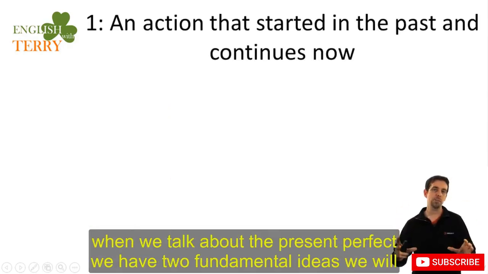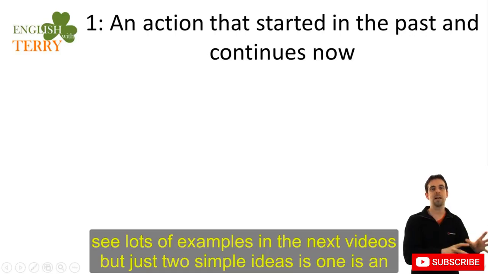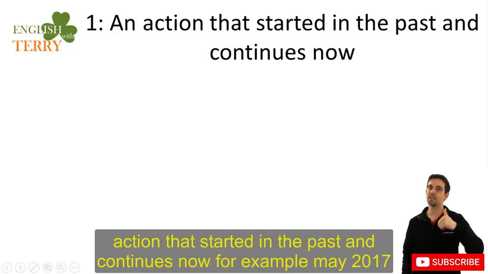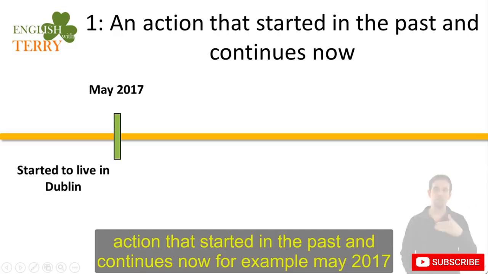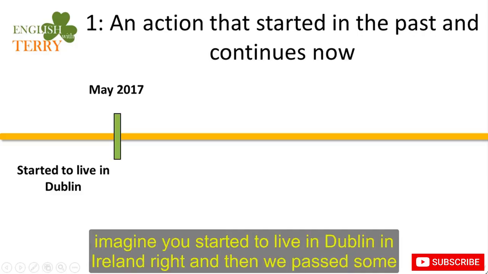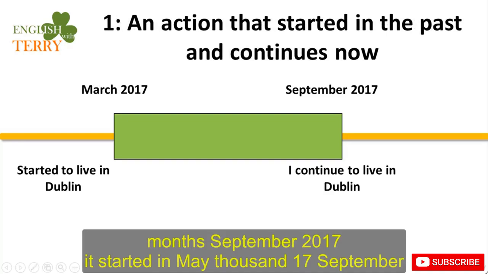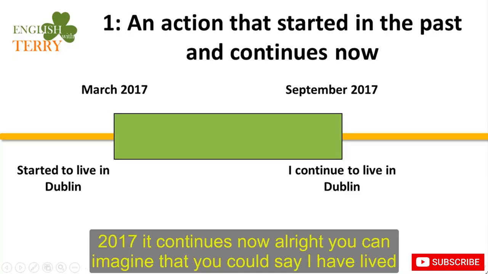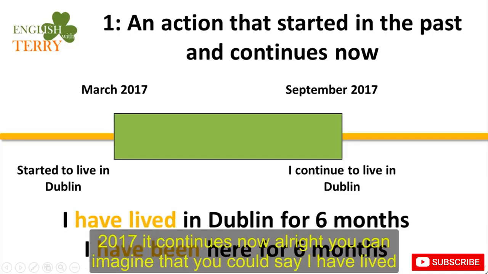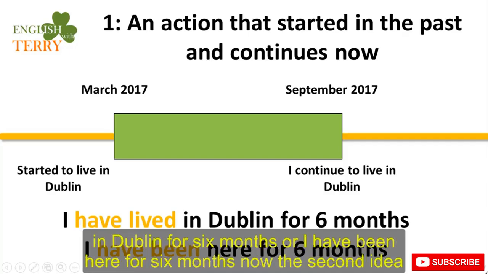Right? Now, when we talk about the present perfect, we have 2 fundamental ideas. We will see lots of examples in the next videos, but just 2 simple ideas. One is an action that started in the past and continues now. For example, May 2017. Imagine you started to live in Dublin, in Ireland, right? And then some months passed, September 2017. It started in May 2017, and in September 2017 it continues now, all right? If you can imagine that, you can say, I have lived in Dublin for 6 months, or I have been here for 6 months.